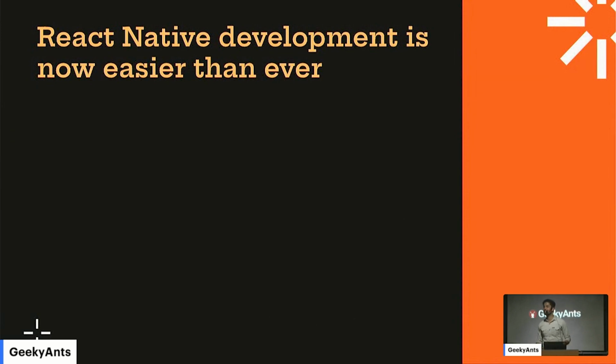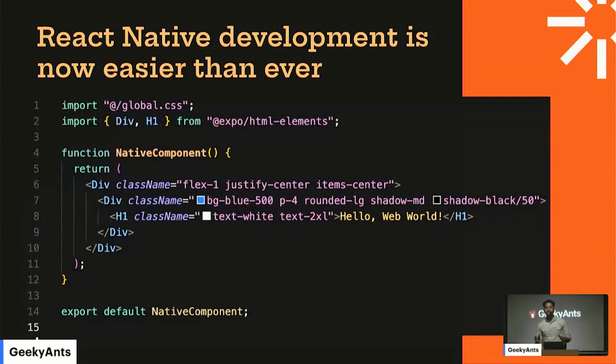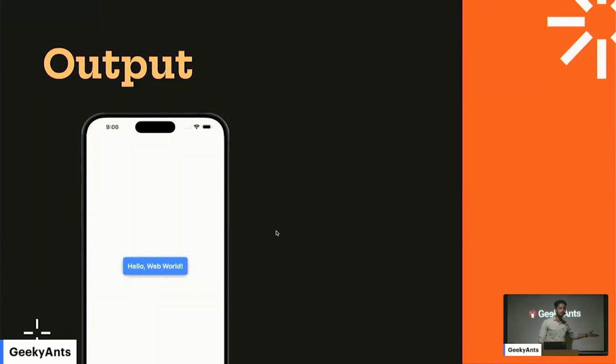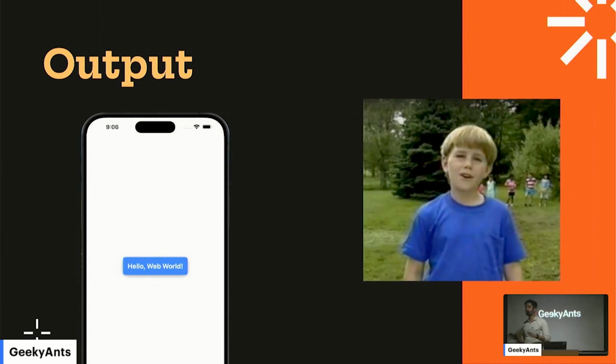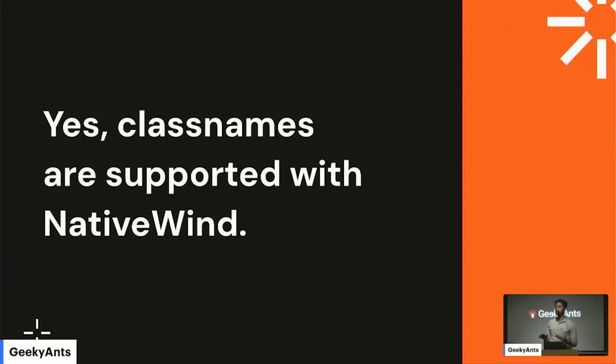But what if I say that React Native development is now easier than ever? And you can get the same UI on mobile devices using the below code. Here, we are using class names in React Native. And here comes the output. But wait a second. We are using class names in React Native. Is this possible? So yes, class names are supported in React Native because of NativeWind, and no need to use StyleSheet.